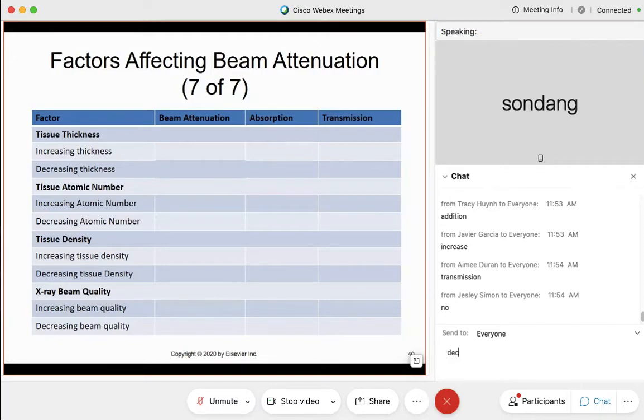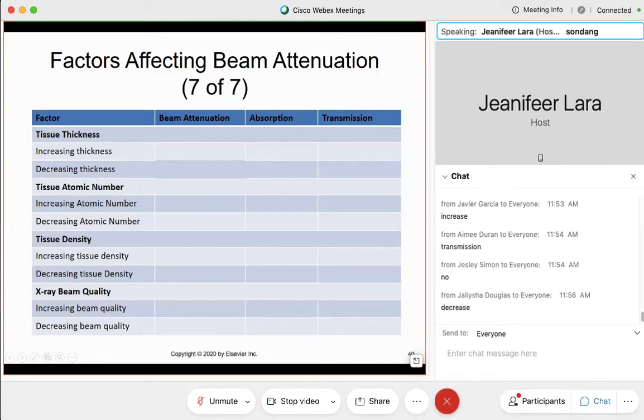I'm sorry? What happens to transmission if increasing thickness increases beam attenuation along with absorption? Less transmission. Perfect. Absolutely. You cannot have an increase in beam attenuation and an increase in transmission. These two are inverse, completely opposite of each other. Good. So I'm going to skip decreasing thickness because those were just reversed.